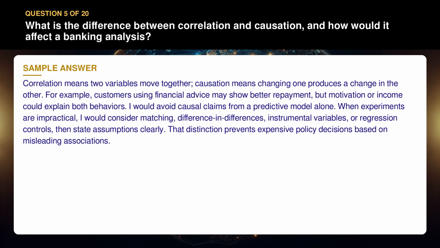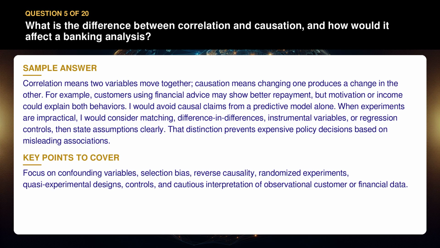I would avoid causal claims from a predictive model alone. When experiments are impractical, I would consider matching, difference in differences, instrumental variables, or regression controls, then state assumptions clearly. That distinction prevents expensive policy decisions based on misleading associations. Focus on confounding variables, selection bias, reverse causality, randomized experiments, quasi-experimental designs, controls, and cautious interpretation of observational customer or financial data.